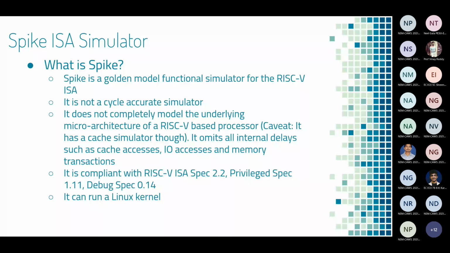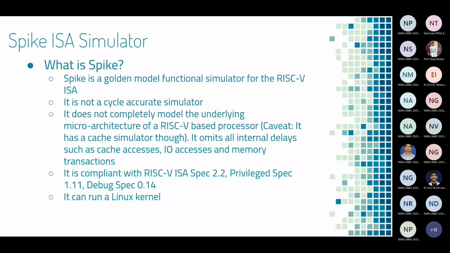It is cycle accurate, but not timing accurate, in the sense that what happens in one particular cycle can be tracked, but the timing on your implementation and Spike may vary. It does not model the entire microarchitecture. It does not have the cache or the branch predictors and all of that, though it does have a cache simulator to some sense. It omits all internal delays such as cache accesses, IO accesses, and memory transactions. All of those are assumed to be one cycle.